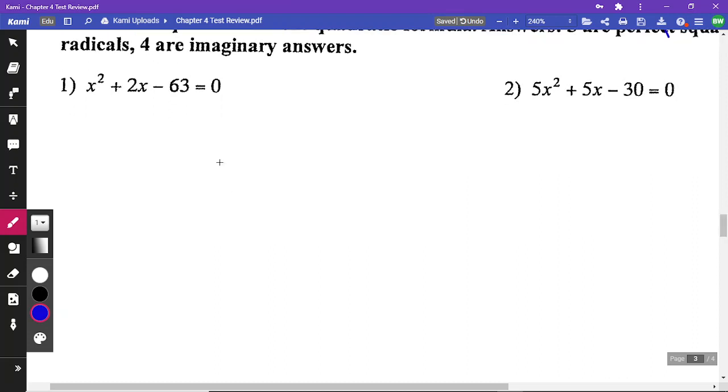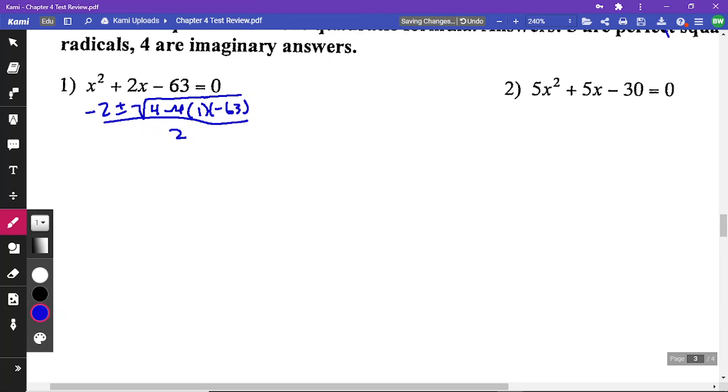Okay. So, quadratic formula. Negative b, and I'm not even going to write down the quadratic formula. You guys know it, right? You take negative b, so that's negative 2, plus or minus the square root of b squared minus 4ac. B squared is 4, minus 4 times a, which is 1, times c, which is negative 63, all over 2a, and 2a is 2.